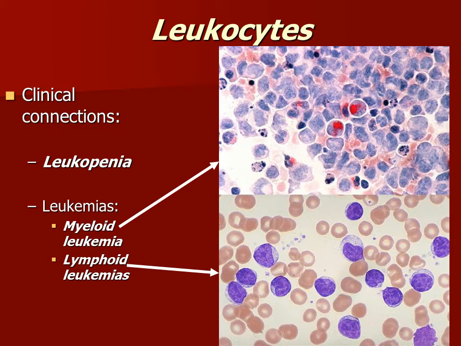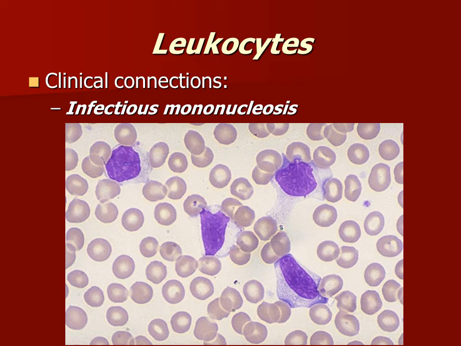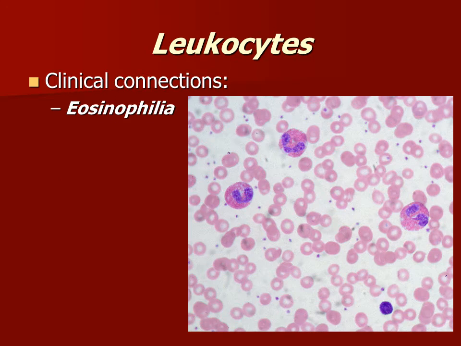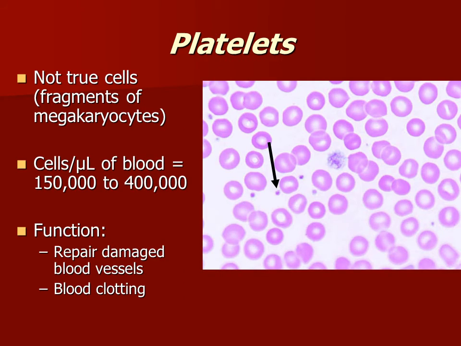In terms of clinical connections, leukocytes, leukopenia, you can see the misshapen cells in the increased number. You know what the ratio should be. Infectious mononucleosis, you can see the misshapen, now here are the monocytes. Eosinophilia, you have an increased number of the eosinophils, excuse me.